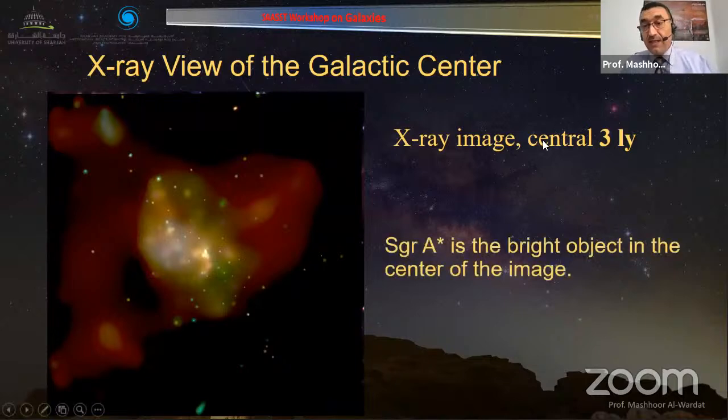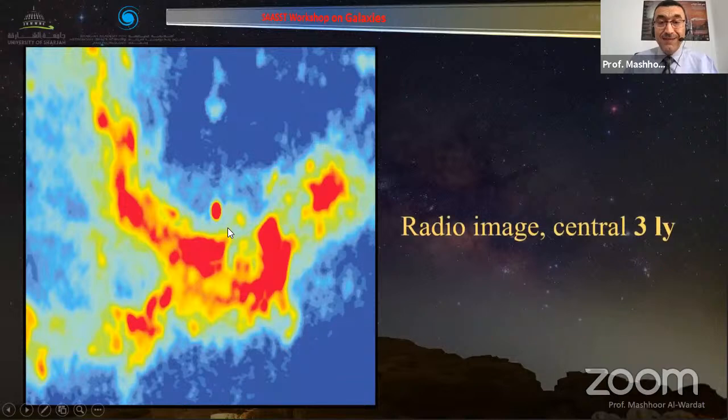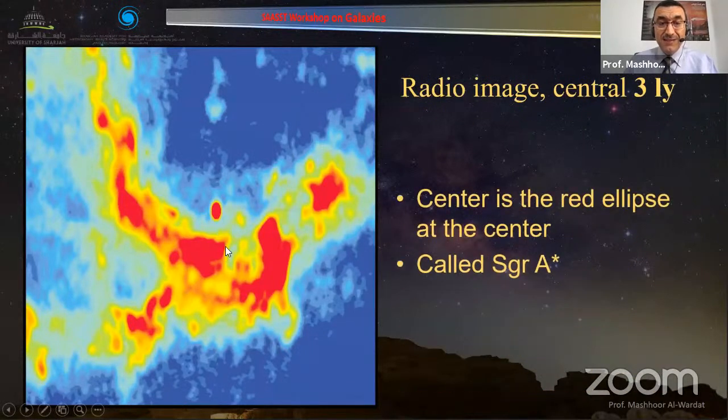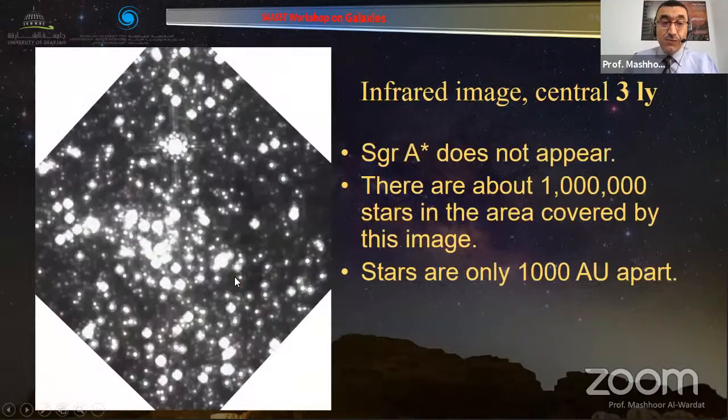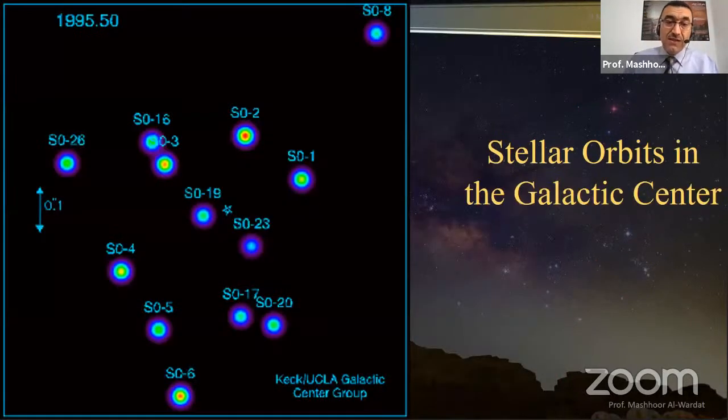So this X-ray, this is just three light here, the field of view, Sagittarius A in the X-ray. This is the Sagittarius A. This is it in the radio. You can see it here. And this one doesn't appear in this image. This is in the infrared. So in the infrared and the visible it does not appear. So we have to go to the radio or to the X-ray.